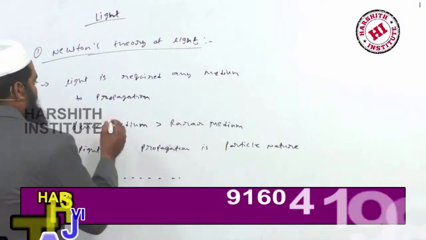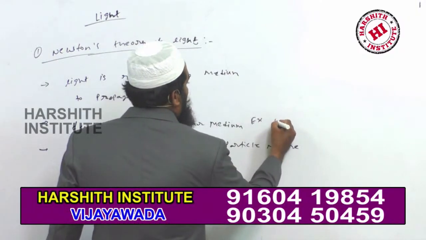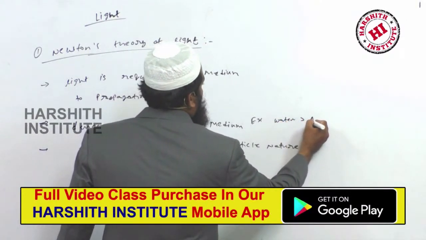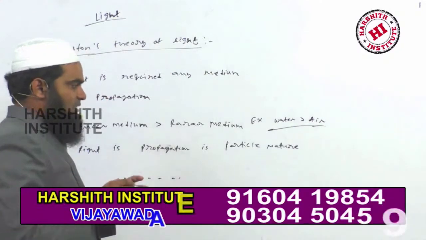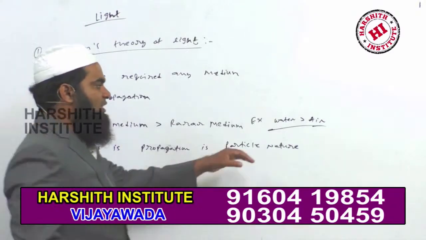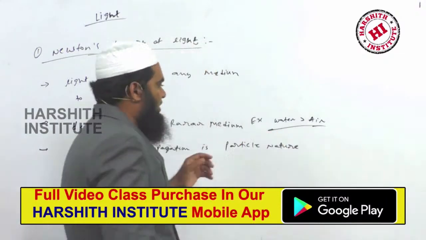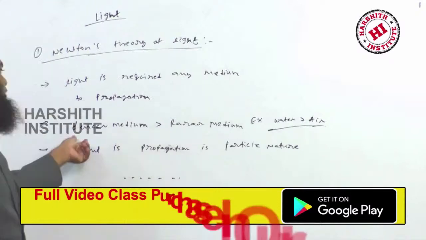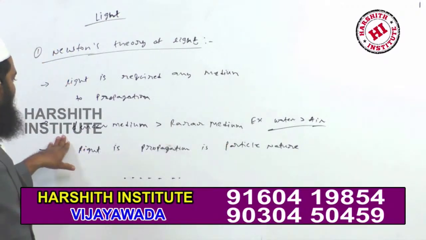For example, we can observe water and air. The velocity of light is more in water and less in air, according to Newton's theorem. In this case, water is a denser medium and air is a rarer medium. So the velocity of light is more in the denser medium and less in the rarer medium. This is the second condition.